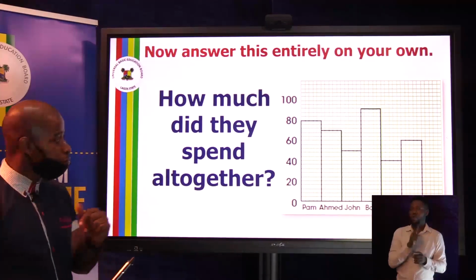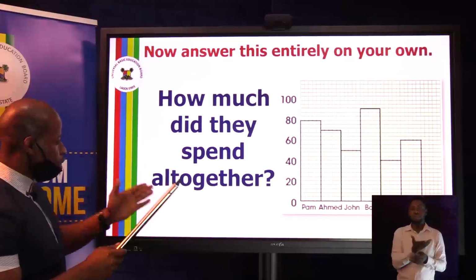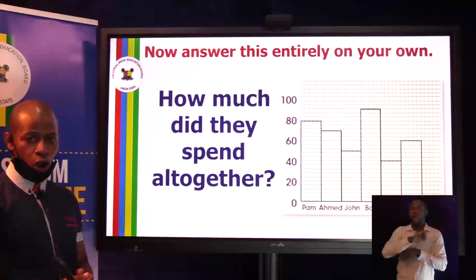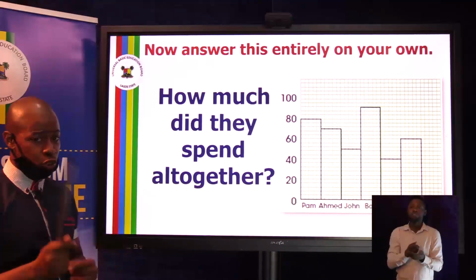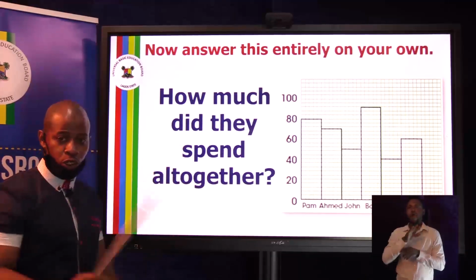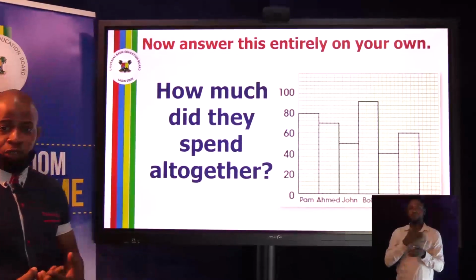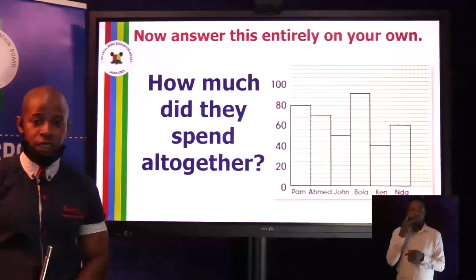You have 1 minute. You are to calculate how much these children have spent all together. You have to calculate how much each has spent all together. You might want to check out what Pam has spent, Hamed has spent, until you get everything, and then find the total sum all together. I will zoom in on the slide for you so that you can see. You have 1 minute. Begin.